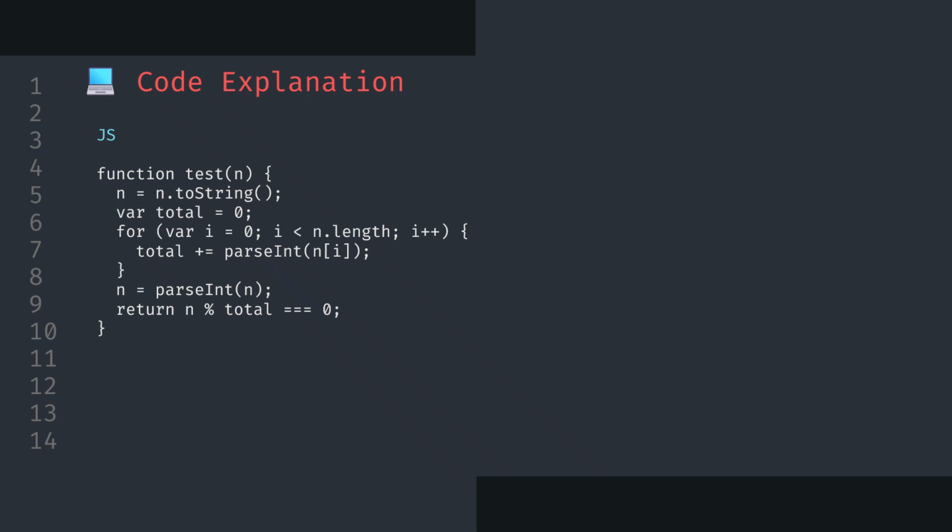Here's the function breakdown. We first convert the number into a string so we can loop through each digit. For each digit, we convert it back to an integer and add it to a running total. Then, we convert the original string back to a number. Finally, we check if the original number is divisible by the digit sum with the modulo operator.